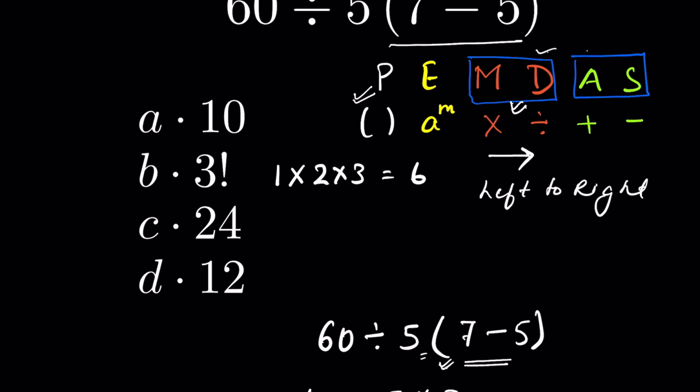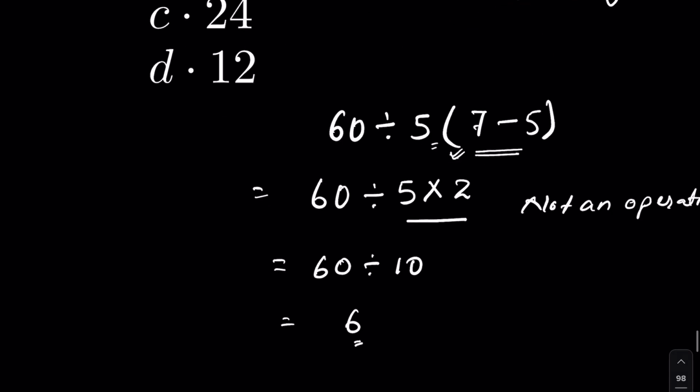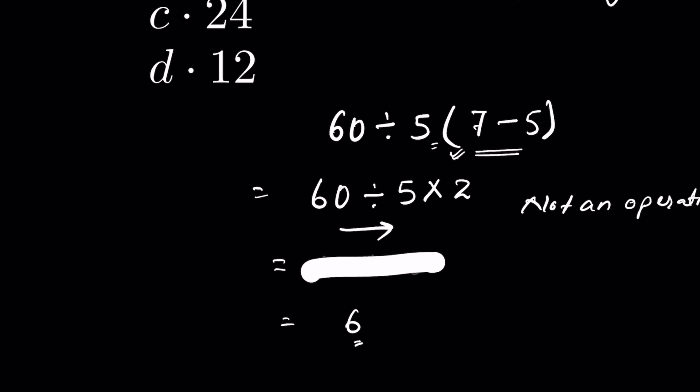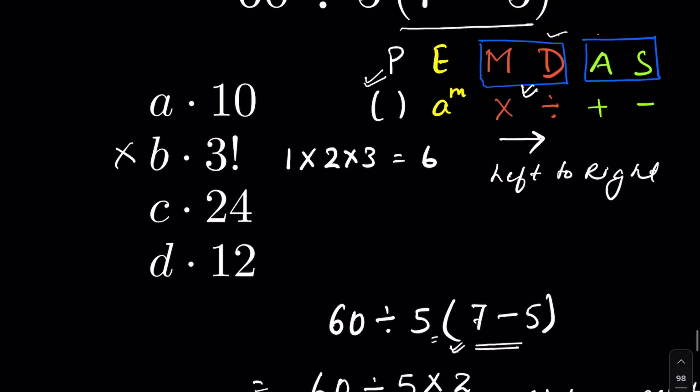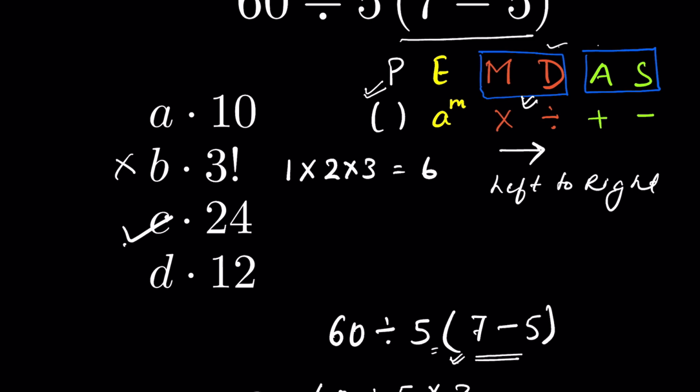But this is not the correct answer because we have to follow the rule of left to right. We cannot do this multiplication first. From left to right, we have division first. So we need to do the division first. So it will be 60 divided by 5, which is 12, and then times 2. Now 12 times 2 is 24. So the correct answer will be C, 24.